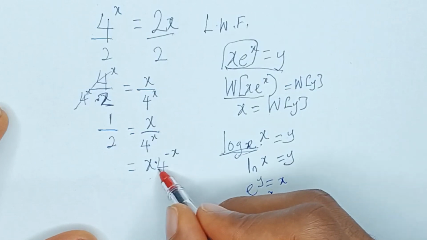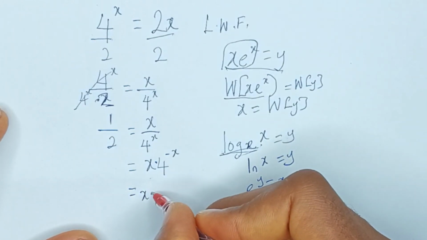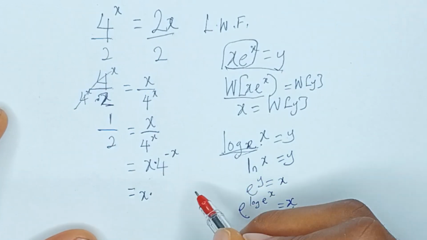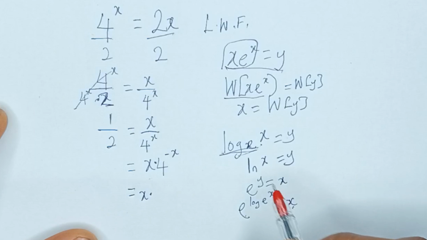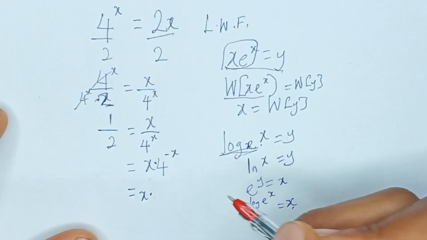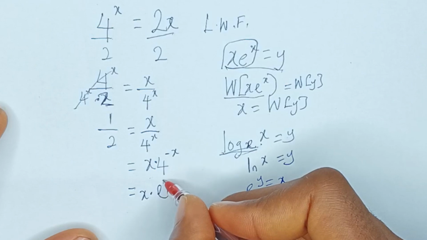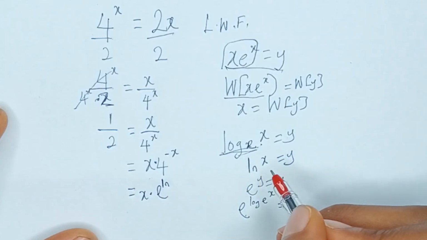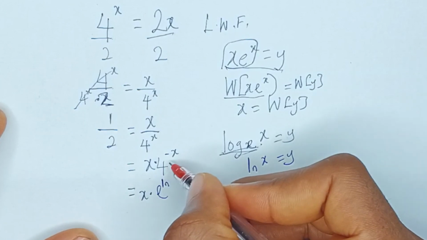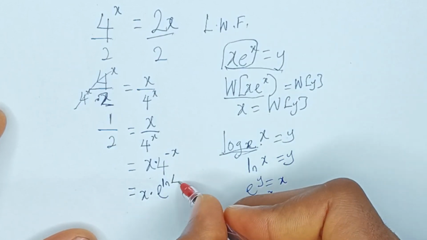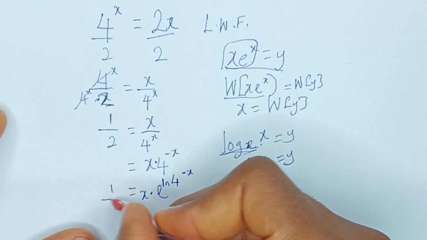So we're going to replace this here. So this becomes equal to x multiplied by 4 raised to power x. If we replace this 4 raised to power x, we're going to have e raised to power ln, which is natural log, of 4 raised to power negative x, which is what we had initially. Okay, so we have 4 raised to power negative x, and we still have 1 over 2 on this side.